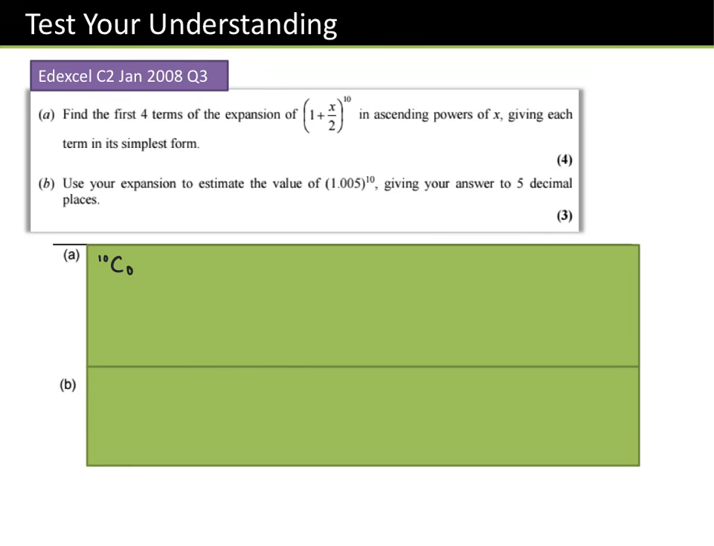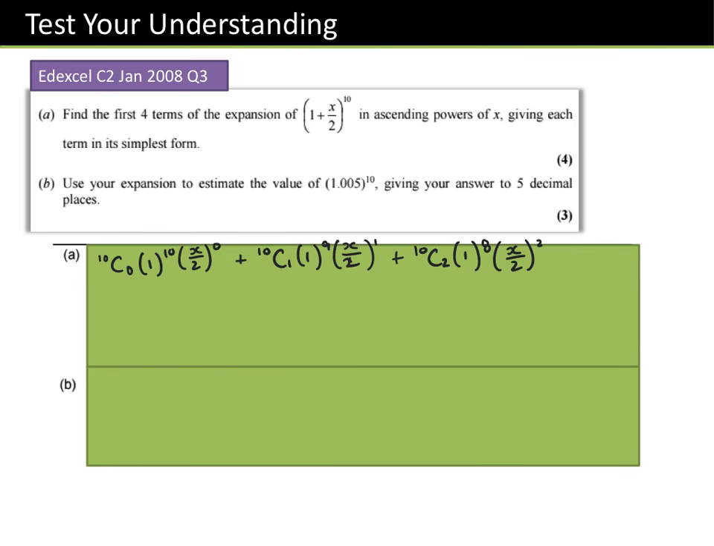Now, normally the first one is always 1, but it's this multiplied by 1 to the 10 multiplied by (x/2) to the power of 0. I wouldn't normally write this in my exam question. I would just write 1, because I know this is going to equal 1. Then I'm going to have 10C1. I know that 10C1 equals 10. And then I'm going to have (x/2) to the power of 1 plus 10C2. Now, I'm not sure what that equals. 45, but I can put it in my calculator.